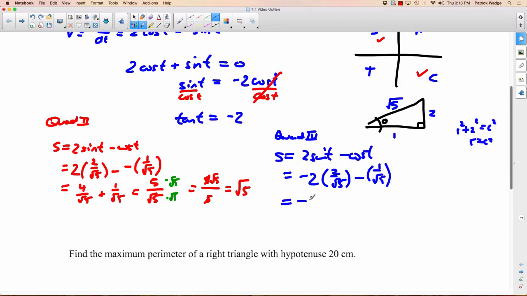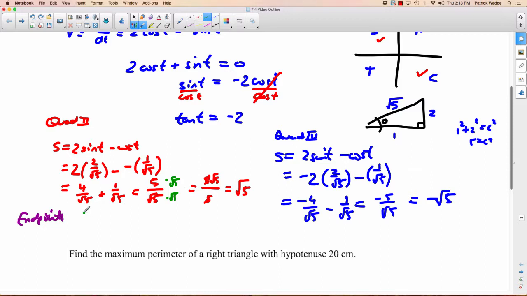So you end up with negative 4 over root 5 minus 1 over root 5. And if you compare it to here, you'll see pretty quickly that you're going to get negative 5 over root 5. You're going to end up with negative root 5. Okay, unfortunately, there's one last thing you have to do. You have to try the endpoints as well. Perhaps those are where the maximum and minimum displacement are.